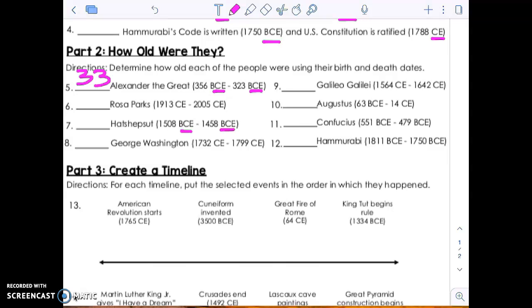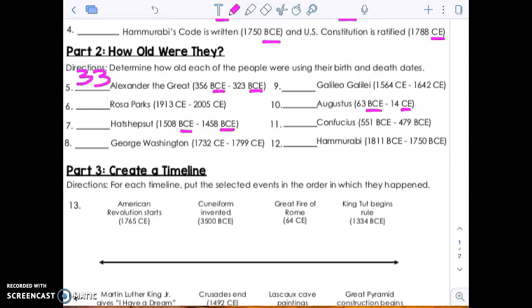Another one we'll talk about is Augustus, number 10. And Augustus was born in 63 BCE and died in 14 CE. So because those are of different time periods, then again, that crosses that 0 threshold, then you need to add those together. Hammurabi is the last one from this group that we will be talking about.